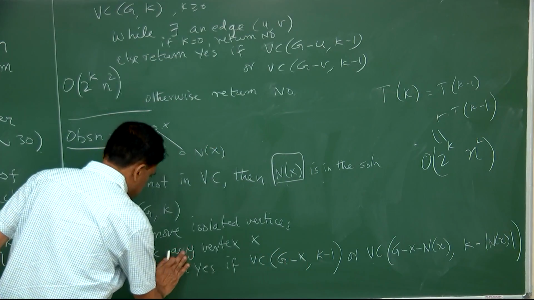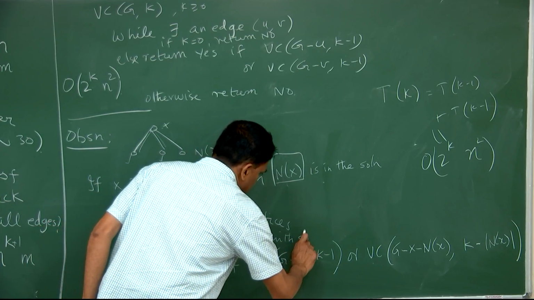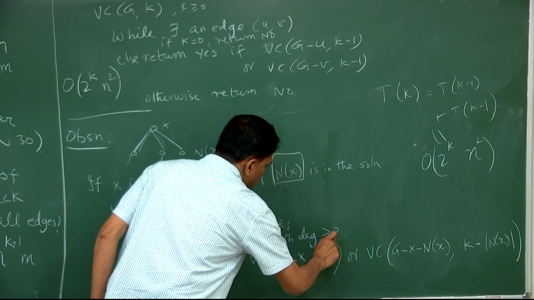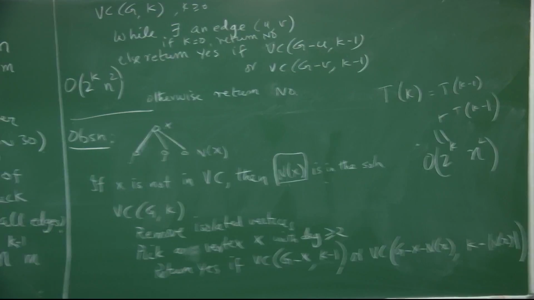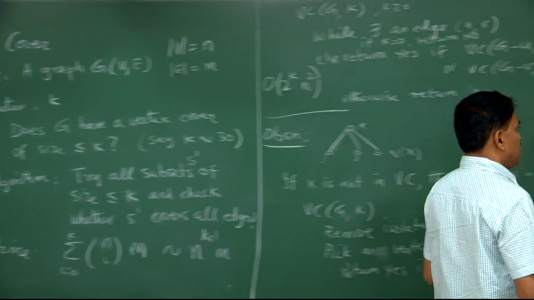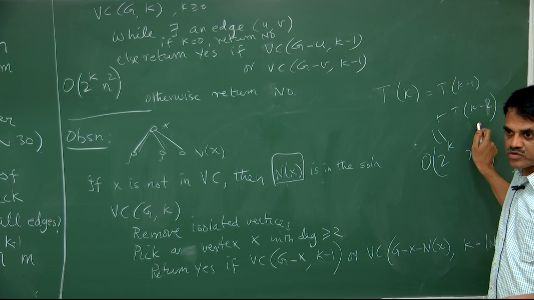Pick a vertex x with degree greater than or equal to 2. Let's see what happens. If I pick a vertex whose degree is greater than or equal to 2, then in one branch I pick x, so k drops by 1. In another branch I pick both its neighbors, so k drops by 2. So what is the recurrence? At least k minus 1 plus k minus 2.